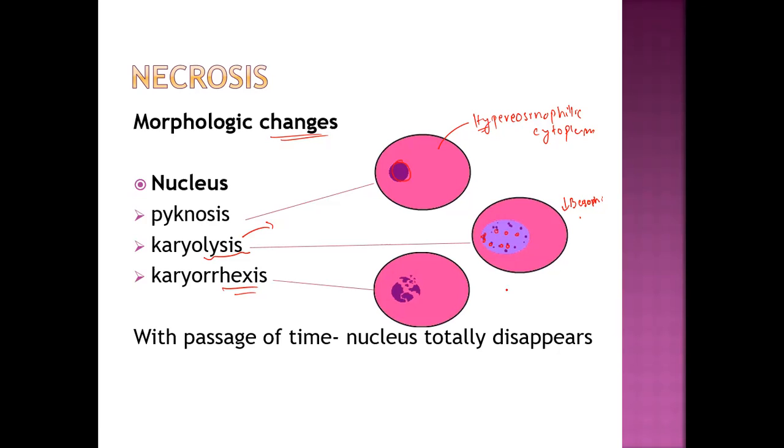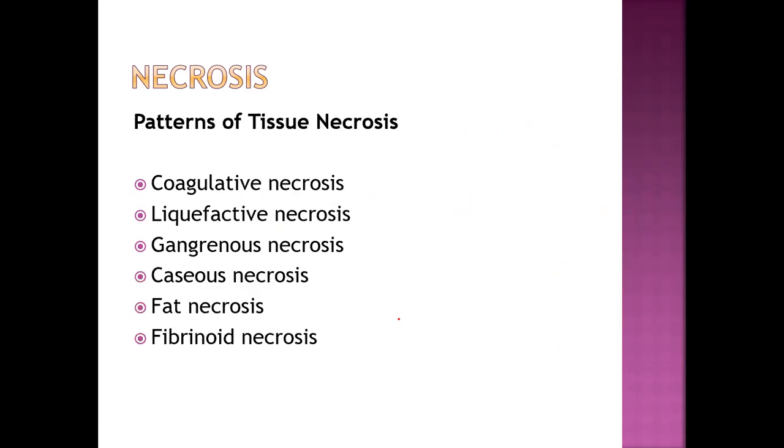The nucleus should be like this, as mentioned in pycnosis, but not so dark, but somewhat like this in an organized manner. But during karyorrhexis, there will be fragmentation, meaning there is one fragment, one fragment, one fragment, and one fragment. So there will be fragmentation of the nucleus, which is also called karyorrhexis. With the passage of time, the nucleus totally disappears. I have already talked about karyolysis. After karyolysis, there will be complete disappearance of the nucleus.